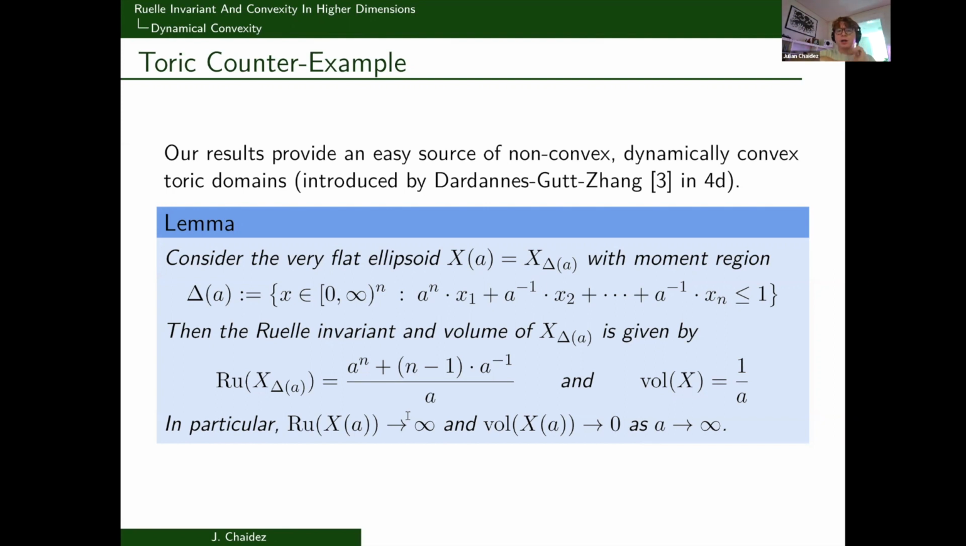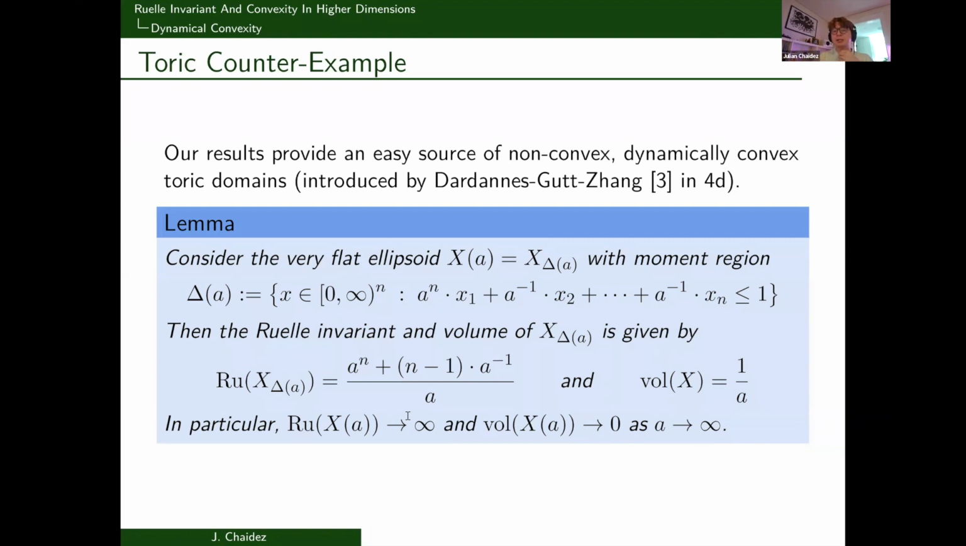Our original paper in dimension 3 used a very complicated open book construction. One of the nice things about this Dardanus, Gut, Zhang paper is that they have a really beautiful toric construction of counterexamples, which is extremely simple. I'm really happy with how simple this family of examples is, and it generalizes very cleanly to higher dimensions. So that's the one I'll talk about today.